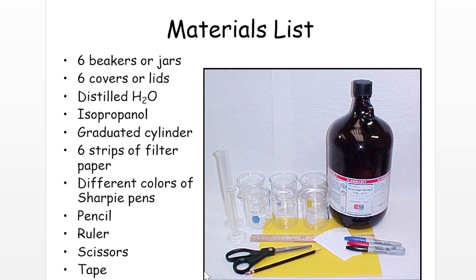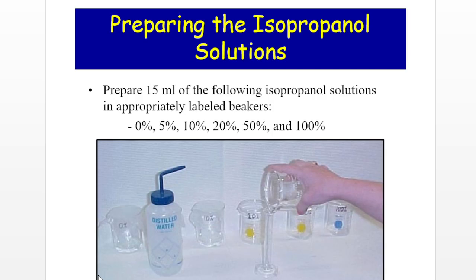The materials used in paper chromatography are 6 beakers or jars, 6 covers or lids, distilled water, isopropanol, graduated cylinder, 6 strips of filter paper, different colors of pens, pencil, ruler, scissors, and tape. Preparing the isopropanol solution: prepare 15 milliliters of the following isopropanol solutions in appropriately labeled beakers: 0%, 5%, 10%, 20%, 50%, and 100%.